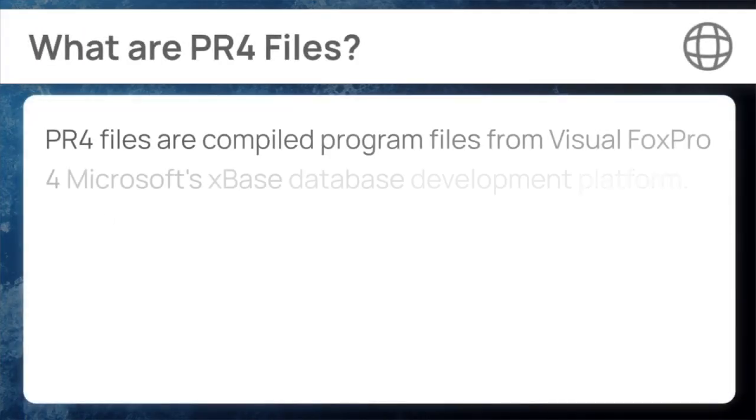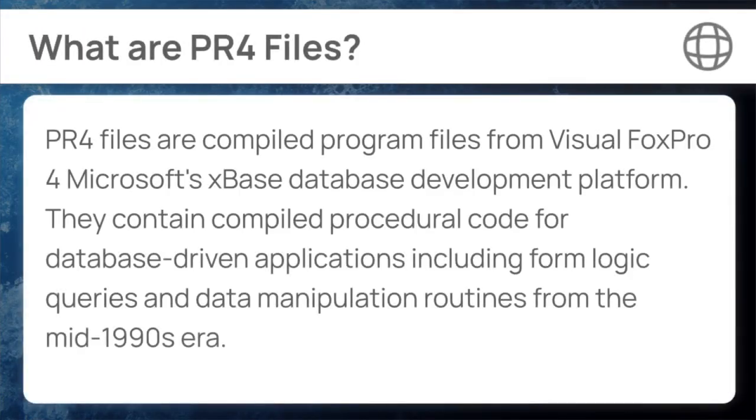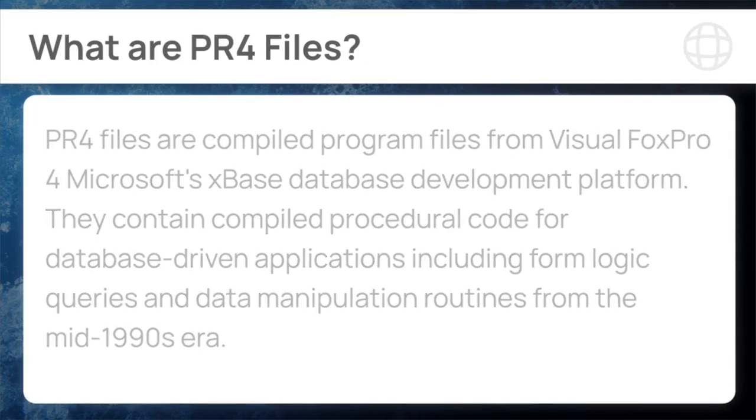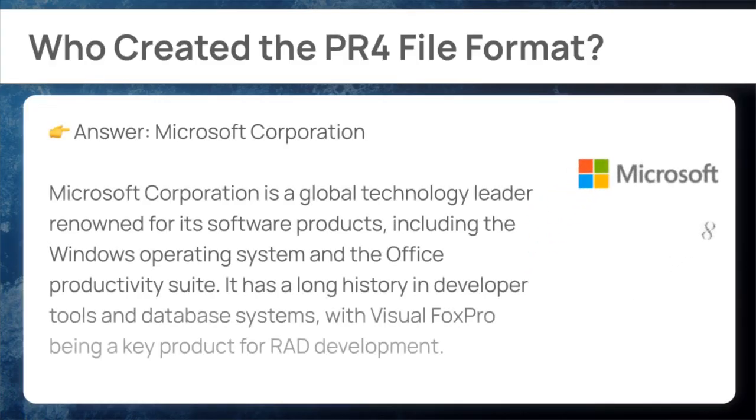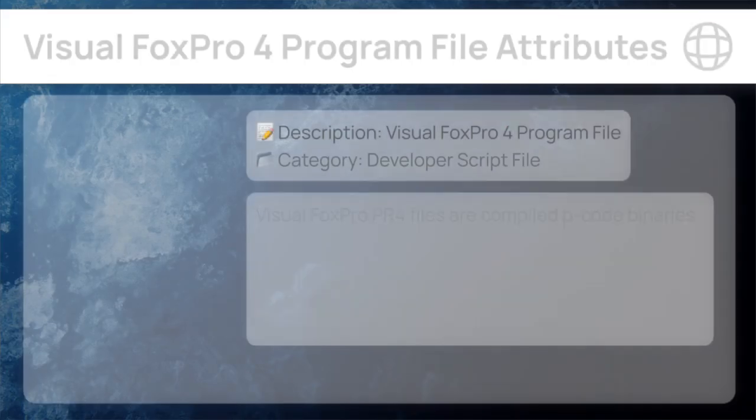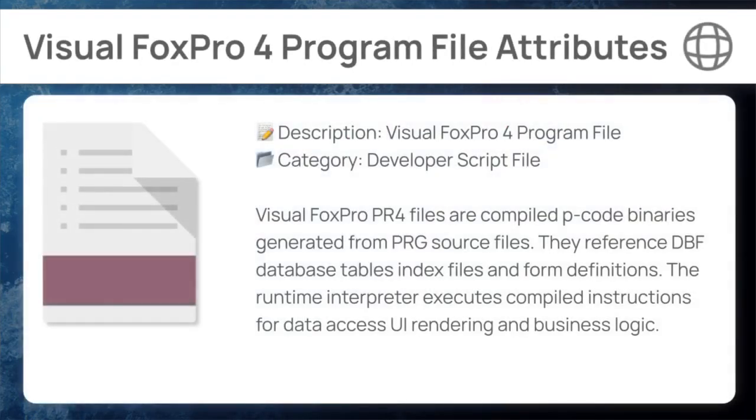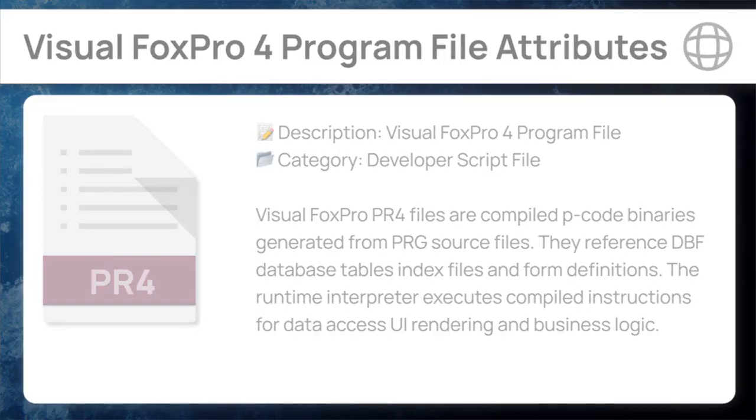PR4 files are compiled program files from Visual FoxPro 4, Microsoft's xBase database development platform. They contain compiled procedural code for database-driven applications, including form logic, queries, and data manipulation routines from the mid-1990s era. Visual FoxPro PR4 files are compiled P-code binaries generated from PRG source files. They reference DBF database tables, index files, and form definitions. The runtime interpreter executes compiled instructions for data access, UI rendering, and business logic.